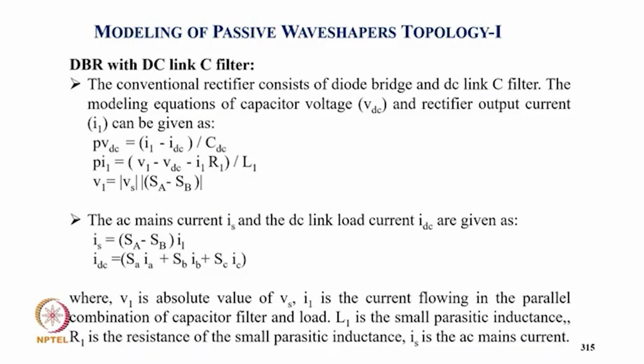The modeling equations of capacitor voltage and rectifier can be given: pVDC equal to I1 minus IDC upon C, and pI1 equal to V1 minus VDC minus I1R1 upon L1, and V1 equal to absolute VS, with (SA minus SB). The AC mains current IS and DC link current are calculated: IS equal to (SA minus SB) into I1, and IDC equal to (SA IA plus SB IB plus SC IC), where V1 is the absolute value of VS. I1 is the current flowing into the parallel combination of capacitor filter and load, L1 is the small parasitic inductance, R1 is the resistance of the small parasitic inductance, and IS is the AC mains current.